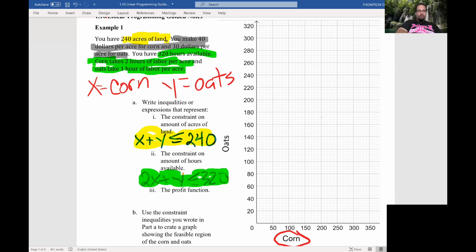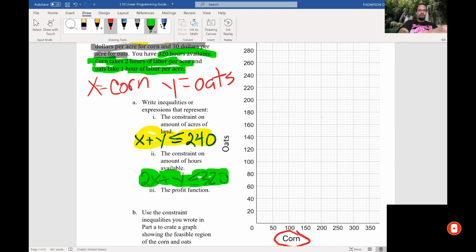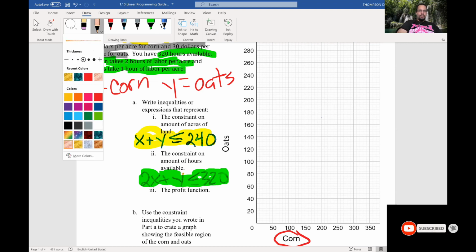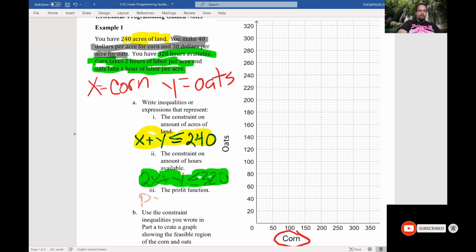And then we make $40 per hour for corn and $30 per hour for oats. So let's write that in silver. Our profit equation would be P equals 40x plus 30y.